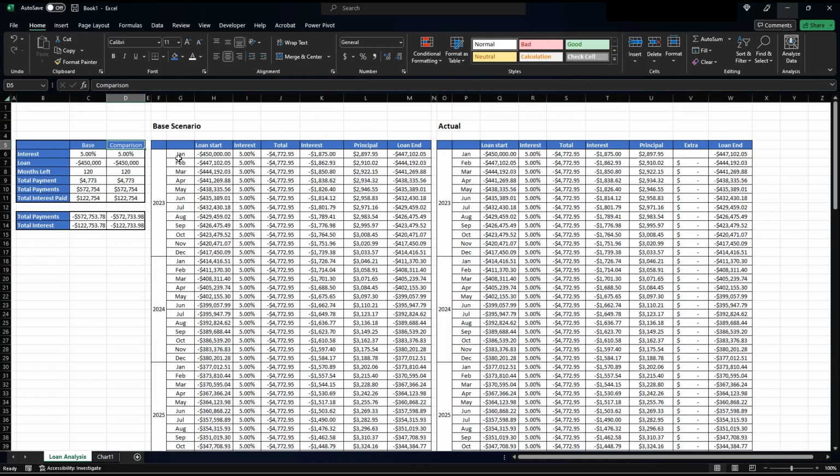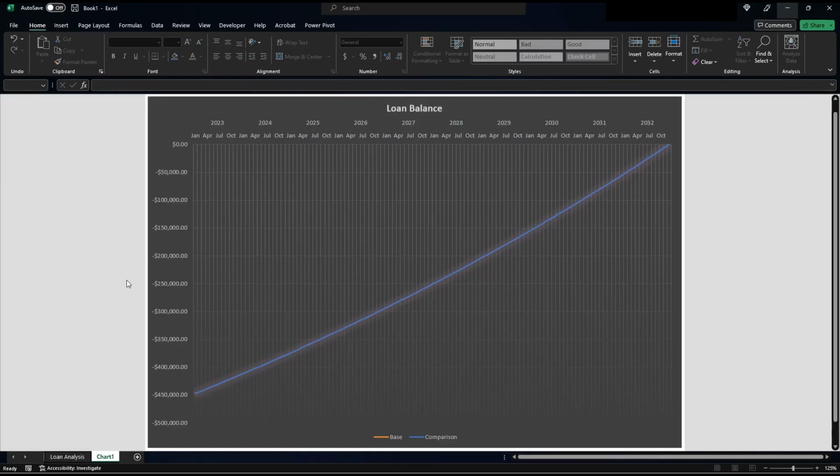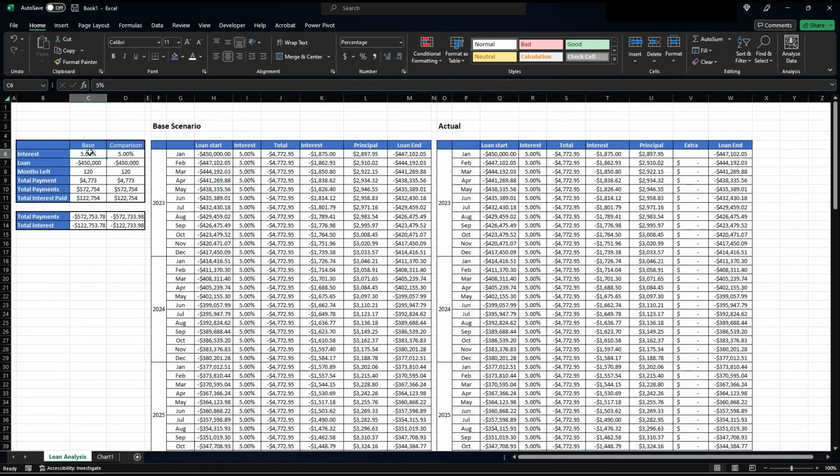So we can look at our base scenario, which might be what our plan is for the loan. And then here we can test some different scenarios. Let's say, for example, we're on a fixed interest rate and we're going to be coming off that into variable. You could compare what that's going to do to your loan. I've also put together a quick little chart that we can look at in a second to compare the two different loans. So we'll start with both being exactly the same.